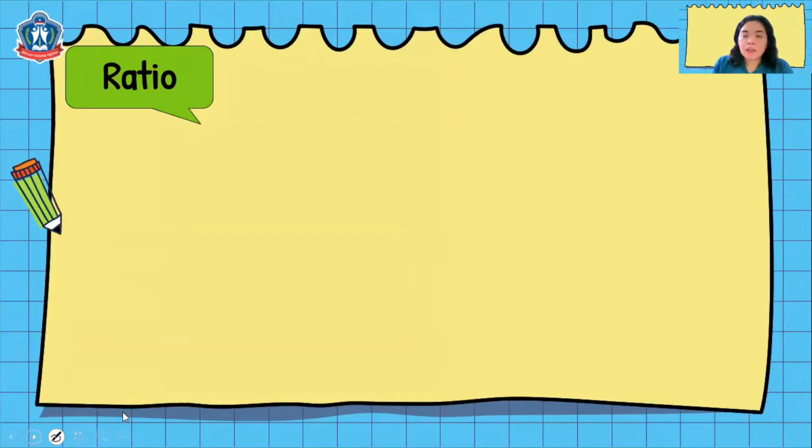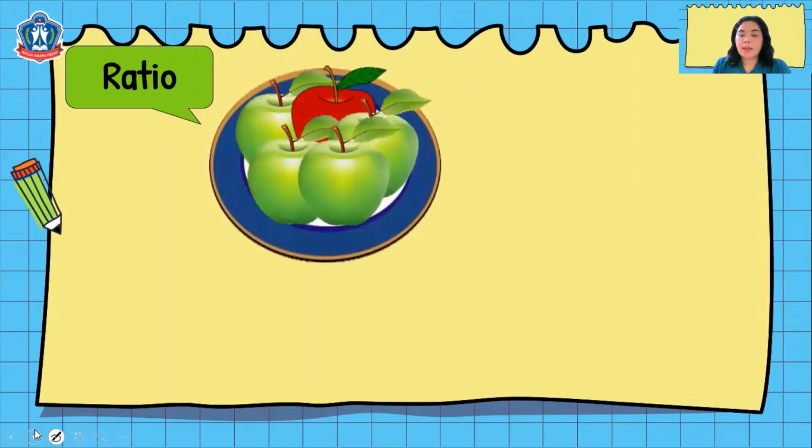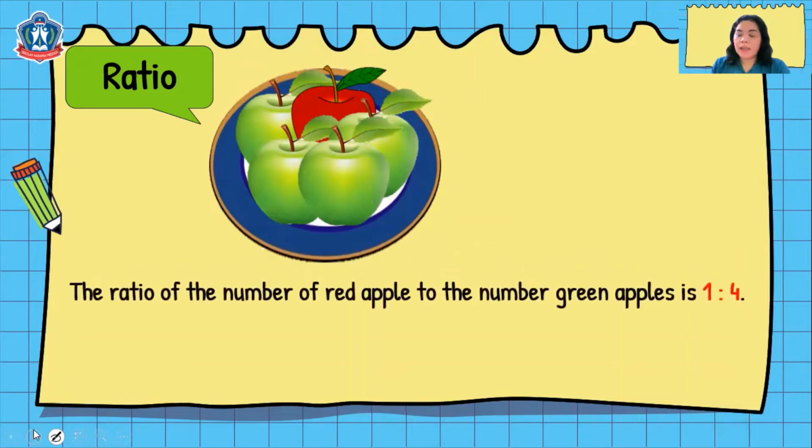Let's study ratio. So what is ratio? Ratio is a relationship between two quantities. For example, I have here a plate, and it consists of a red apple and green apples. So I have one red and 4 green apples. When we say ratio, it is a relationship between two quantities. If we were going to find the ratio of a red apple to the green apples, we will say that the ratio is 1 to 4. It means 1 red, 4 green apples.